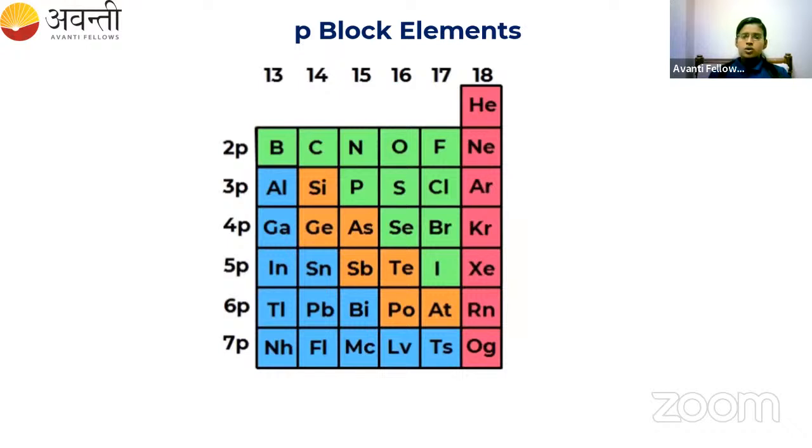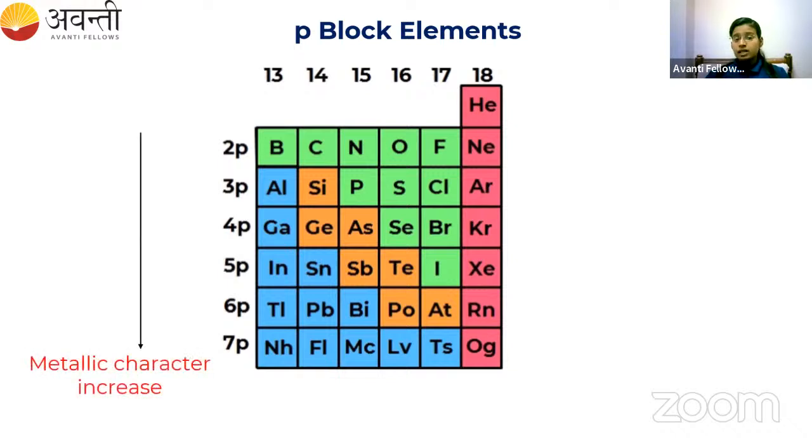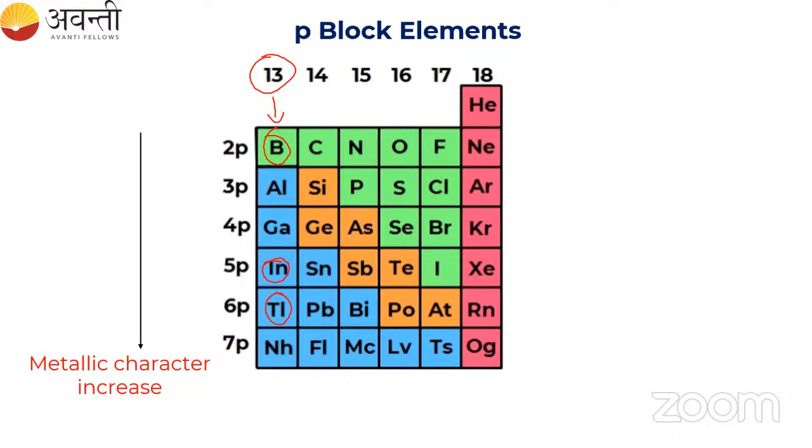So here for P block elements, on moving down the group, the metallic character increases. Like S block elements, yesterday we have discussed, no? On moving down the group, the metallic character increases. If I take the 13th group, which is the boron group, it starts from boron, aluminium, gallium, indium, thallium. Thallium and indium are more metallic in nature, but boron is not. It is not a metal. It is a non-metal.